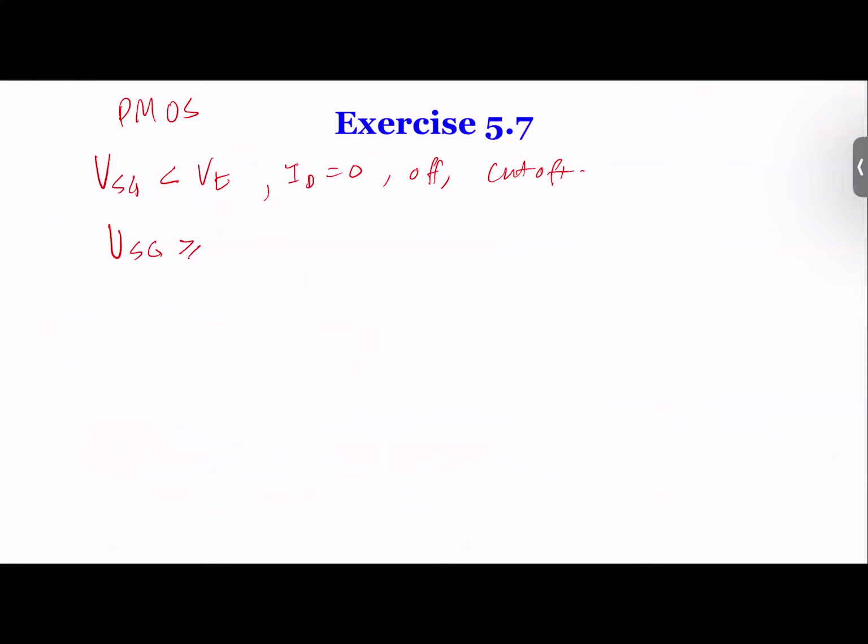If VSG is larger than VT and it's on, we call it the transistor is turned on, so it would have current, or something called conducting. So it's all the same thing, or conduct, which means there's current. Let me draw the symbol here.